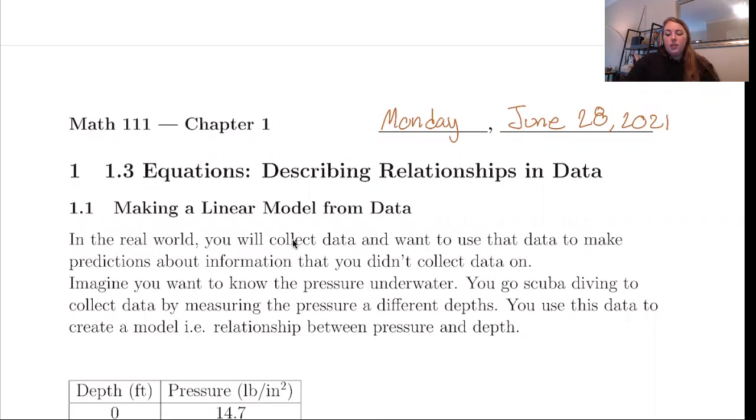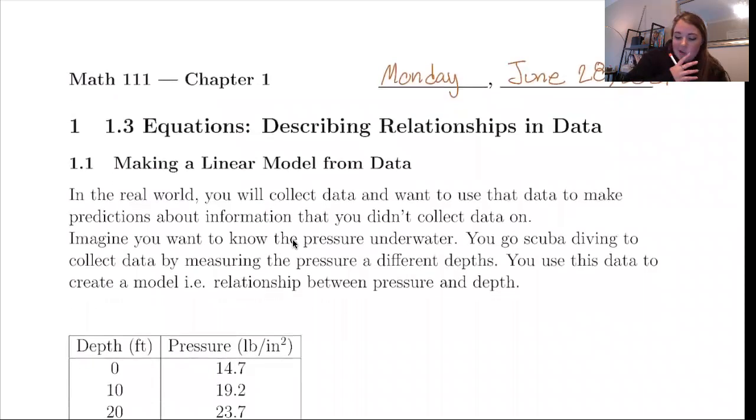So 1.3 is all about equations describing relationships in data. So we're kind of building from the ground up right now. We're first going to talk about making linear models from data. I'm going to give you some data, and eventually you will be able to create an equation out of it, or a model, basically. y equals mx plus b, pretty much.